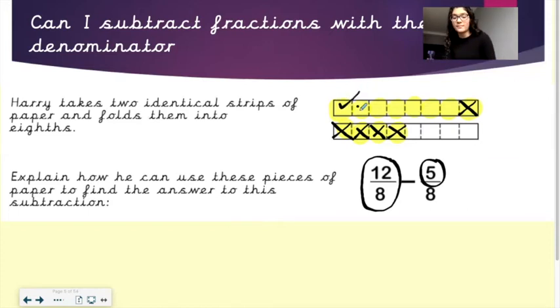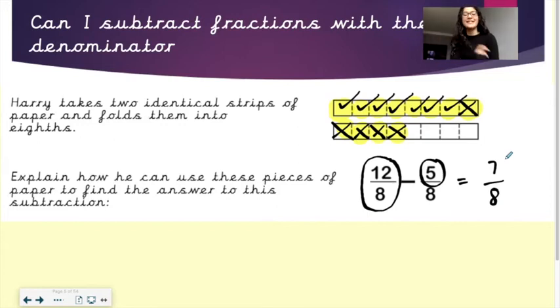Now, how many parts do I then have left over? I have 1, 2, 3, 4, 5, 6, 7. I have 7 left over. So 7 is my numerator. And remember, when you're working with fractions that have the same denominator, the denominator does not change. So the denominator stays 8. So all in all, our answer is 7/8 or 7 out of 8.